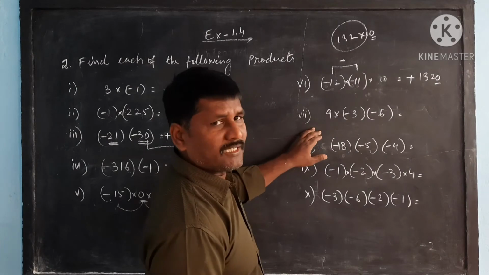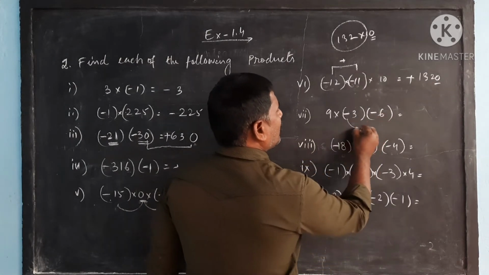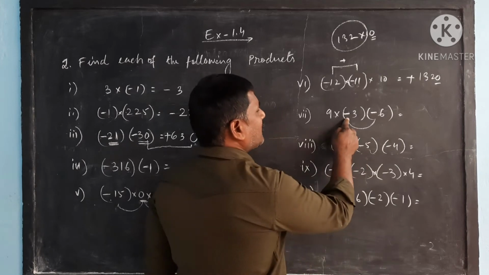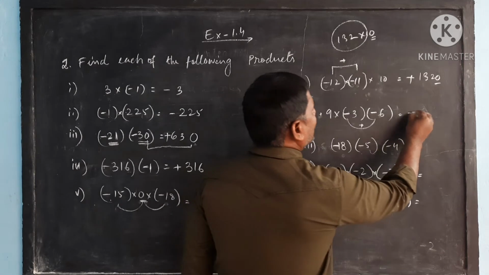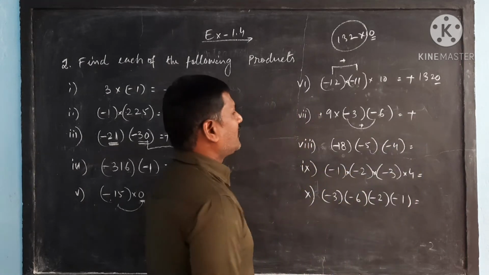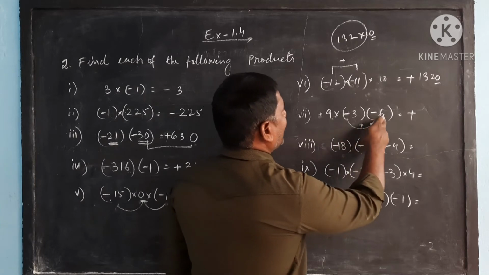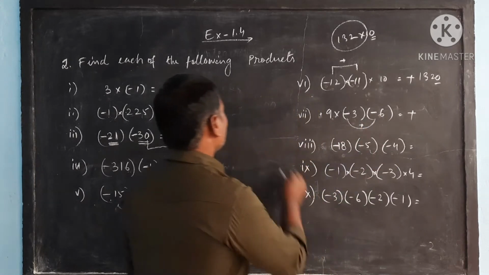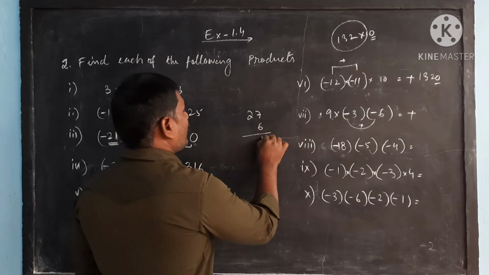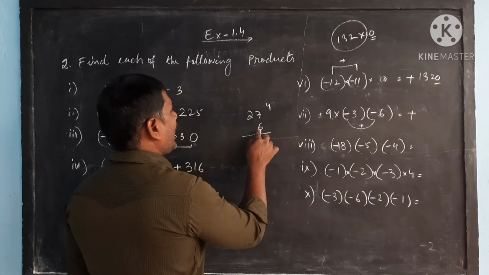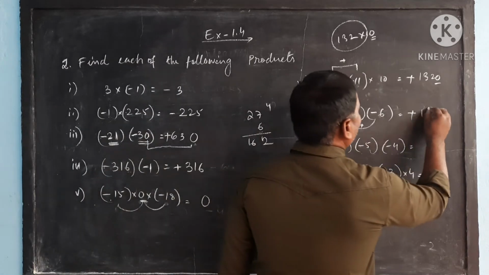Now the 7th bit. You have to see the signs. Three numbers are there, two numbers are negative, so minus into minus you get plus, and this is a plus number, so plus into plus you get the plus number. Now you can multiply: 9 into 3 is 27, and 27 into 6 is 162.